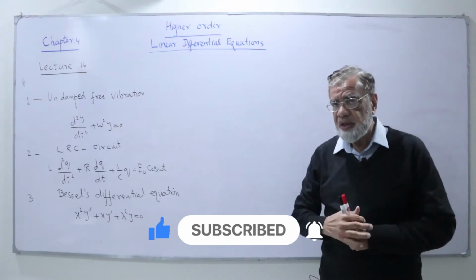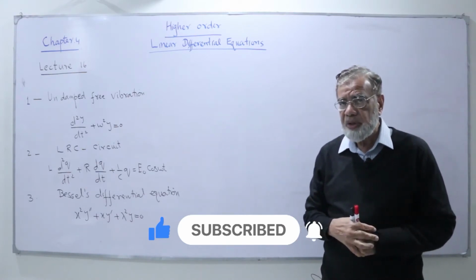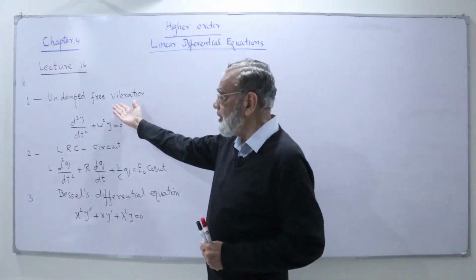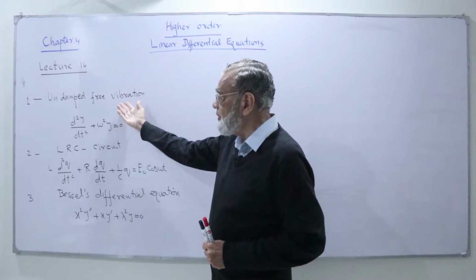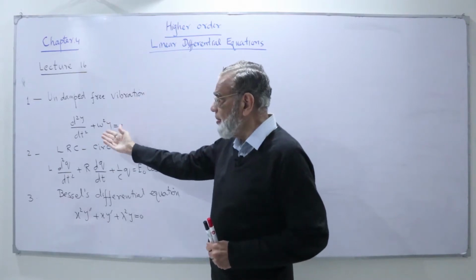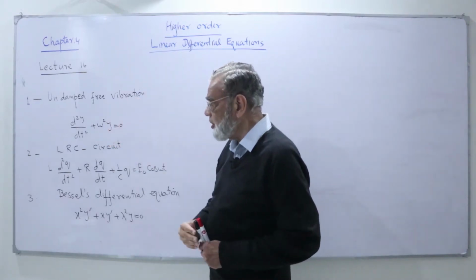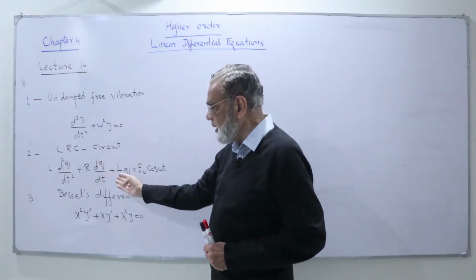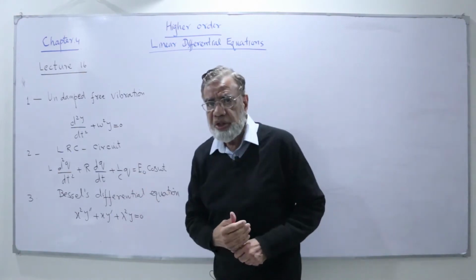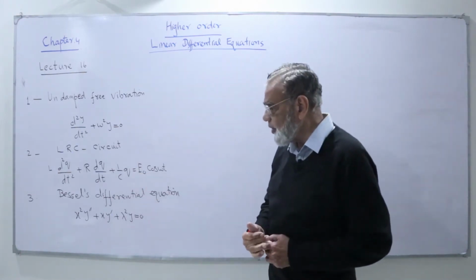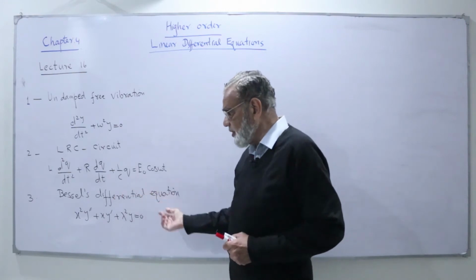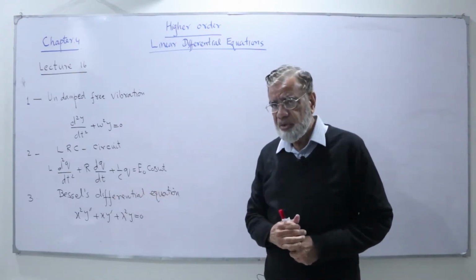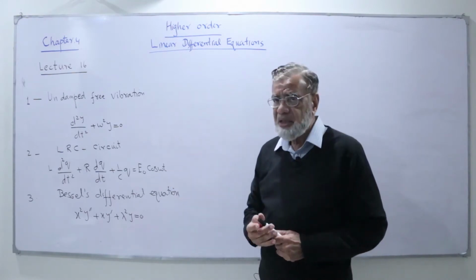In nature, most of the problems we are looking at are second order differential equations. I've given you 3 examples for that. An undamped free vibration: d2y by dt square plus w square y equal to 0. The LRC circuit: L d2q by dt square plus R dq by dt plus 1 by C q is equal to E0 cosine of omega t. Then the Bessel differential equation: x square y double dash plus x y dash plus lambda square y equal to 0. They are mostly second order differential equations.